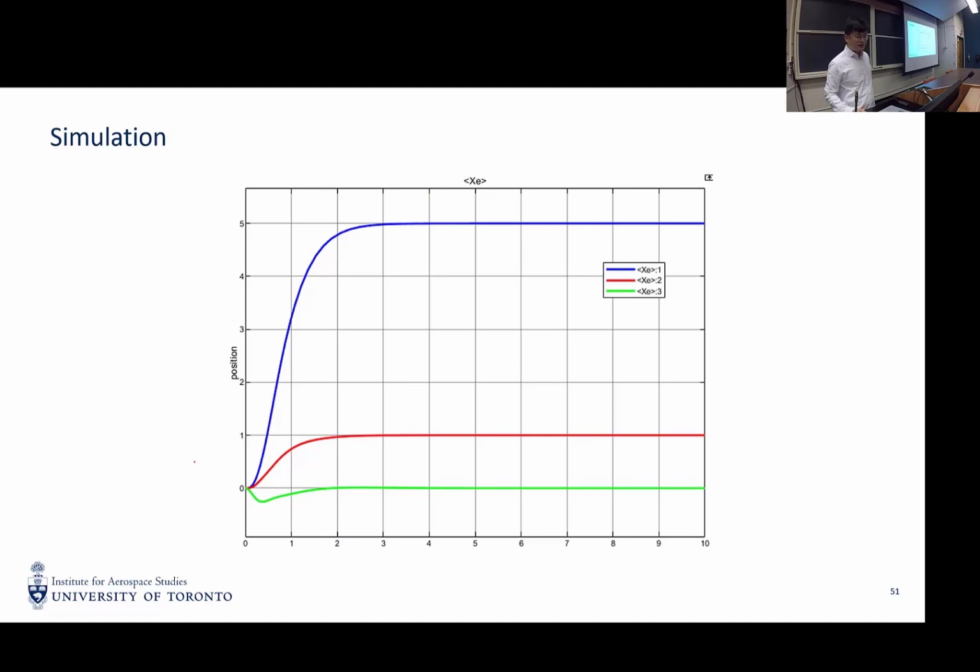Okay, this is a simulation. It goes to 5, 1, and 0. As you can see, the system goes to our desired location.